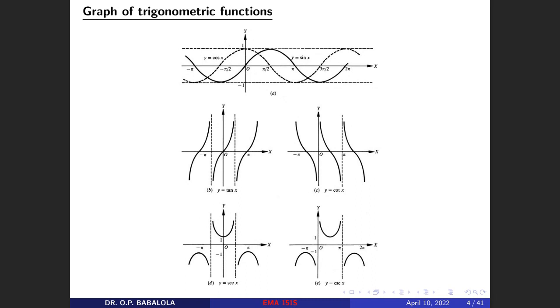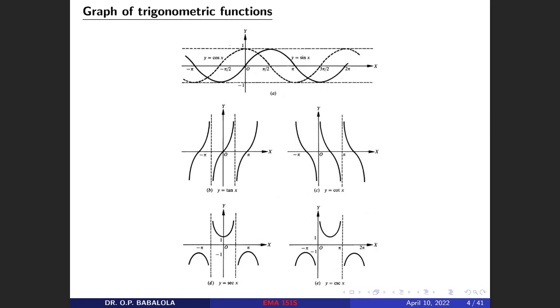Now let's look at the graph of trigonometric functions. I'm sure most of you are familiar with the graph of sine and cosine, even the graph of tan. And the graph of cosine is like the opposite of the graph of sine. Let's look at this first graph, figure A. The dotted line represents the graph of cosine. And I will call your attention to something in this graph.